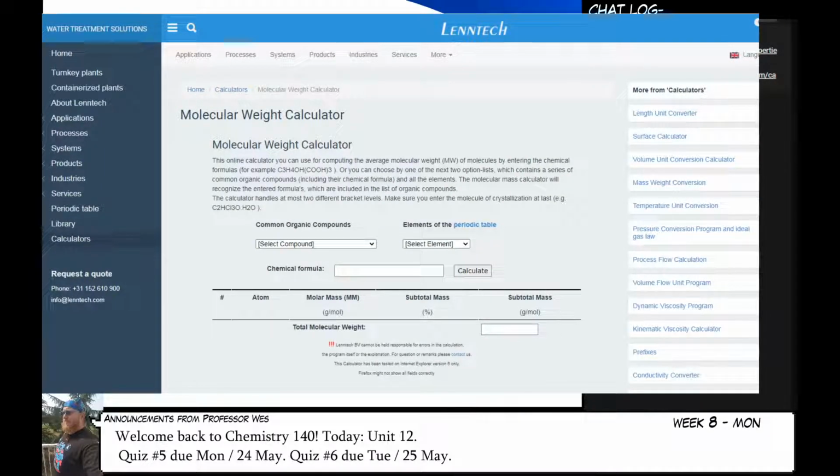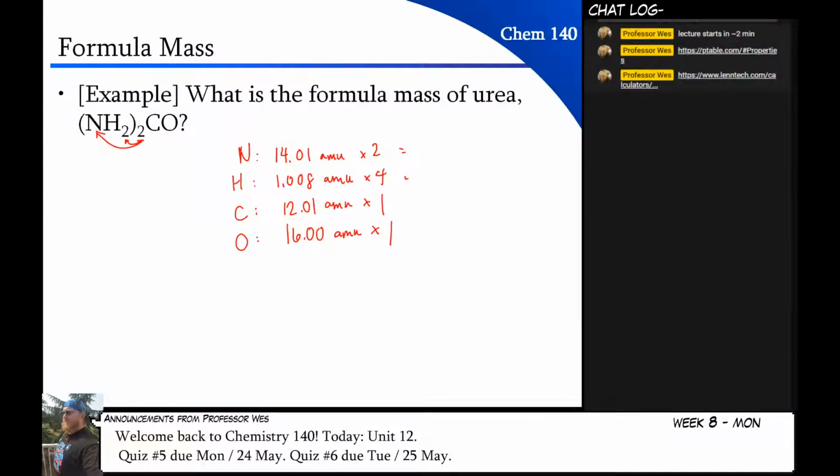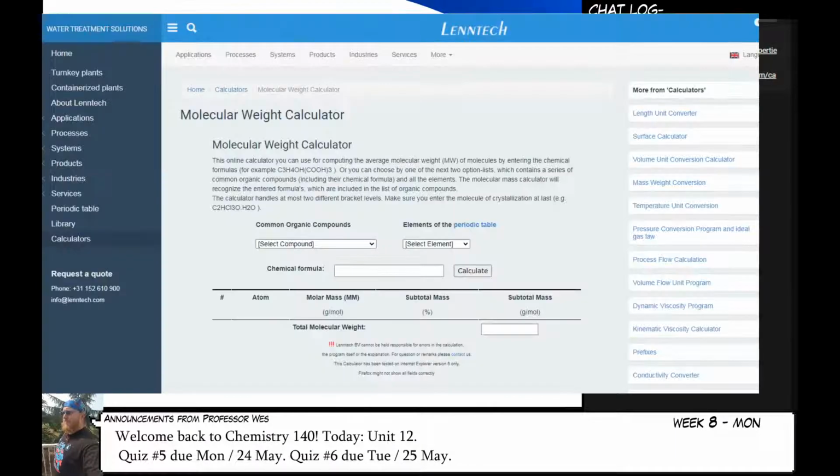Lentech is technically a water treatment company, but they have a molecular weight calculator, and it kept popping up as the first one whenever I type it into Google. So now I just use Lentech. You type in the formula as shown. Our formula was NH2 in parentheses 2 CO, so we're going to type that in here.